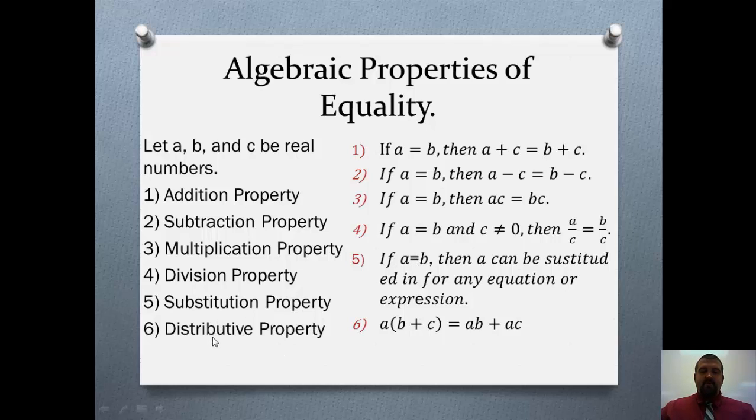And then the distributive property, right here. If I have A times the quantity B plus C, I could rewrite that as AB plus AC. The reverse is also true. If I have A times B plus A times C, I can factor out an A and have A times B plus C. Alright, so these are all the properties. These are things I'm going to be using to justify my steps.